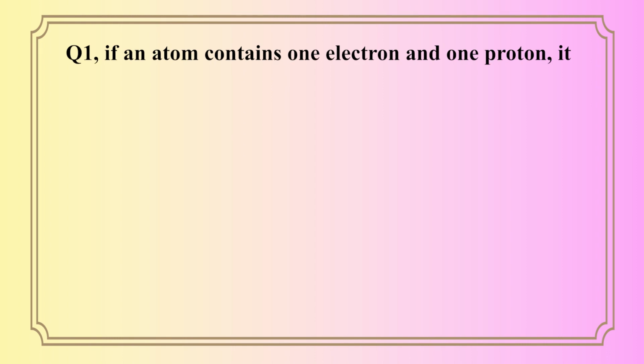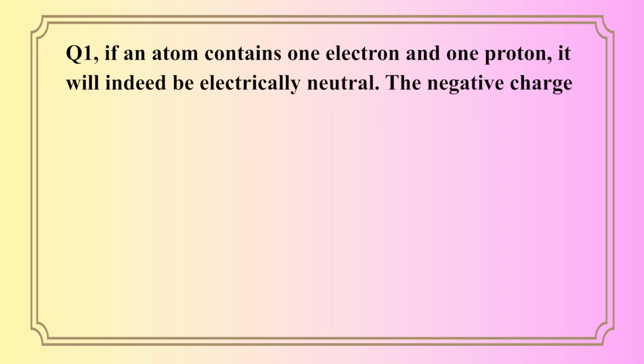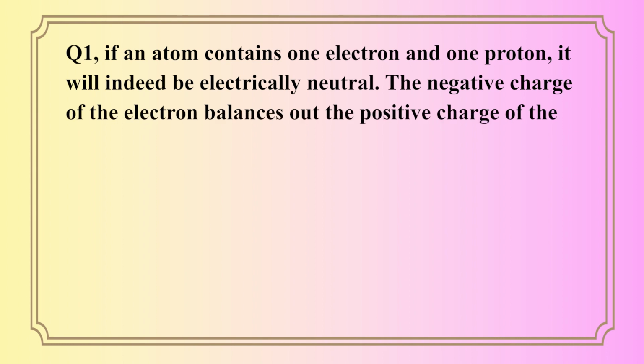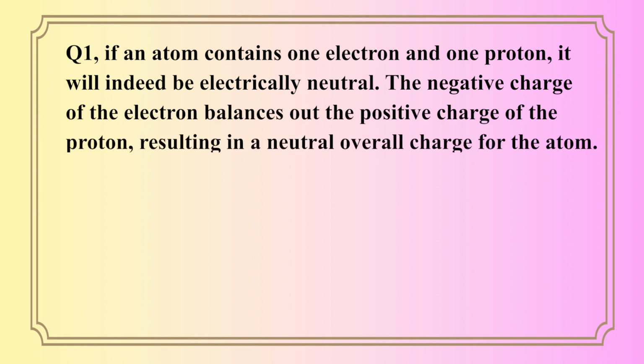Very good. You all have understood the topic very well. Now, let's check your answers and see how well you have grasped the concepts. In response to the question number 1, if an atom contains one electron and one proton, it will indeed be electrically neutral. The negative charge of the electron balances out the positive charge of the protons, resulting in a neutral overall charge for the atom.